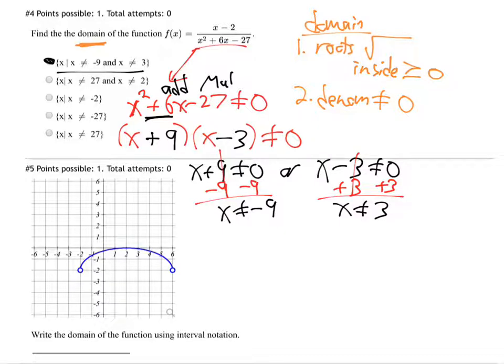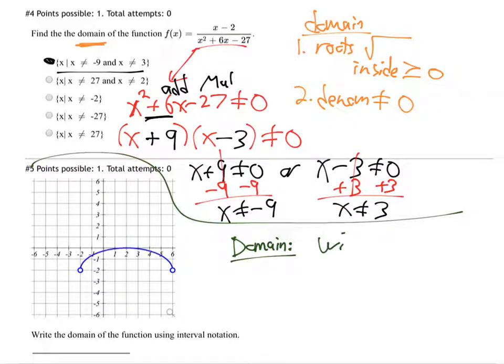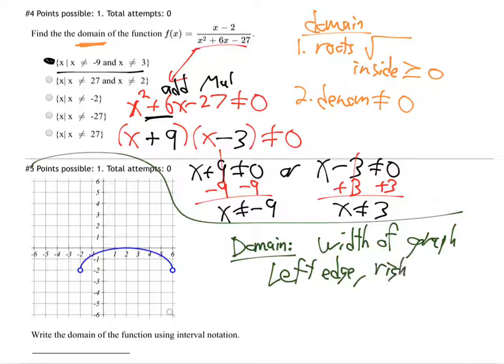All right, so that's all you do. Denominators can't be 0. Let's go on to number 5. Number 5 is asking us domain from a graph. Now we're going to talk about domain on a picture. How do we do domain on a graph? Let me clear some space here. So domain on a graph is easy. It's the width of the graph. It's left edge, comma, right edge of the graph.